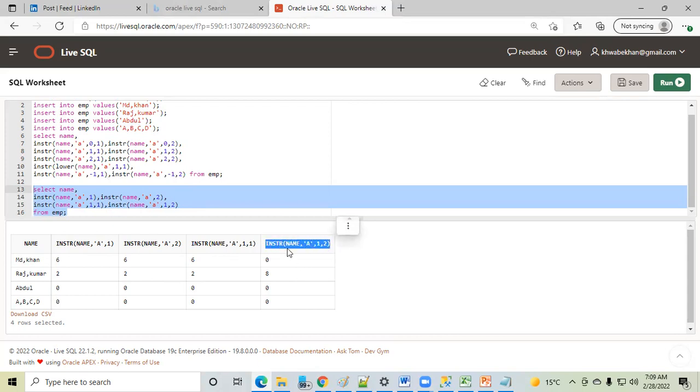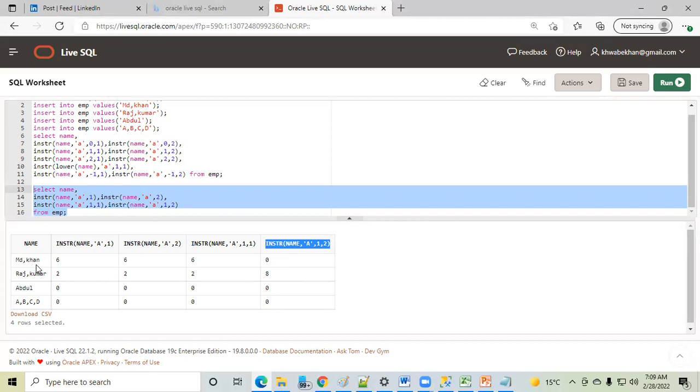Concentrate on this one: in string, name, comma, a, comma, 1, comma, 2. Whatever I have written here, forget about that. Just concentrate on the output. It is coming 0 here. Why is it 0 here? Because in Muhammad Khan, I am looking for the second occurrence of the character a.